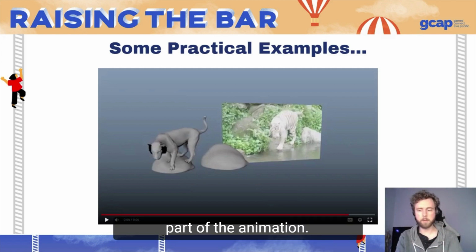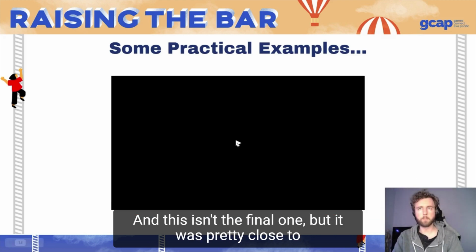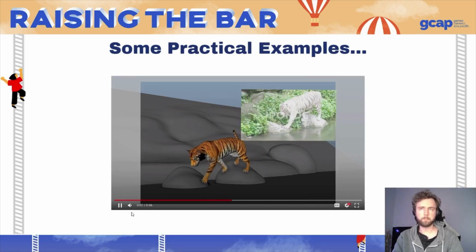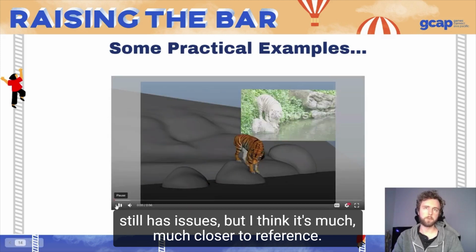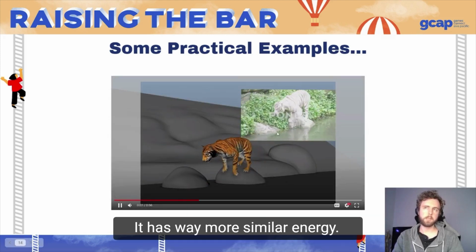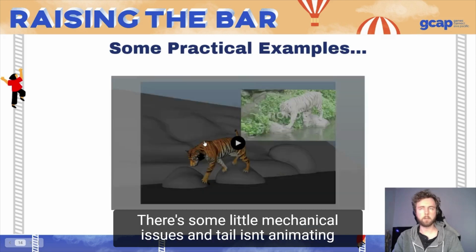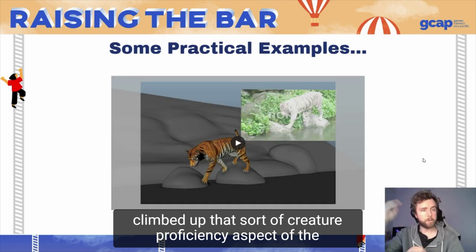part of the animation. And so they ended up submitting this one, and this isn't the final one, but it was pretty close to it. And so this is after the notes that I'd given them. It still has issues, but I think it's much, much closer to reference. It has way more similar energy. There's some little mechanical issues in the tail as it's animating and various other things, but you can see how they've climbed up that creature proficiency aspect of the skill tree.